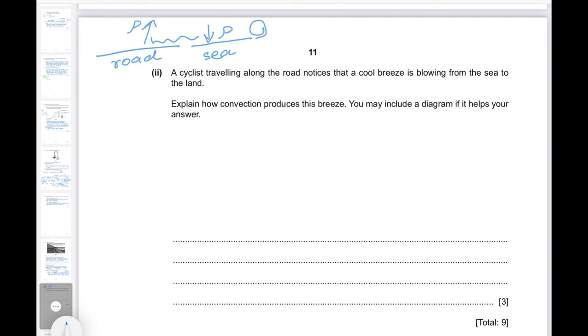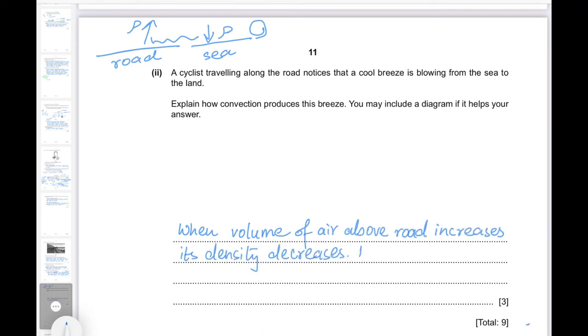So we mentioned in the previous question that the molecules of air above the road would move further apart. In other words, their volume would increase, which means their density would decrease. And so I'll start my answer using that. When volume of air above the road increases, its density decreases, and so air rises up and cooler air from above the sea will replace the air above the road.